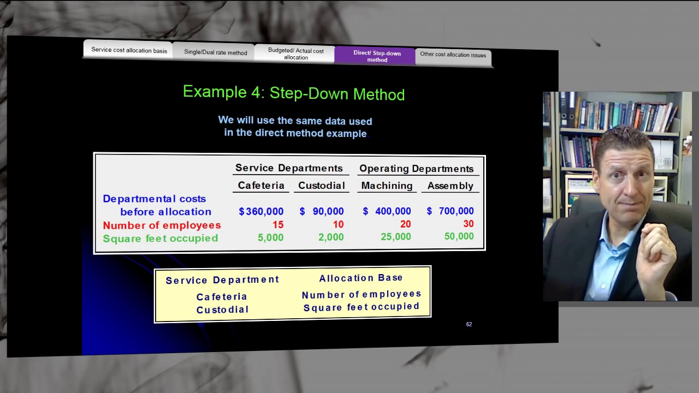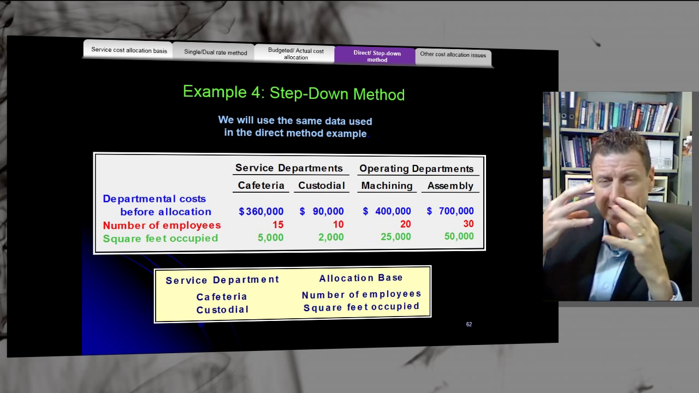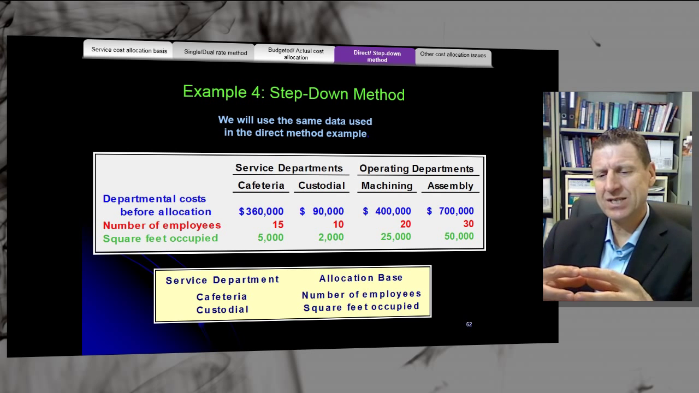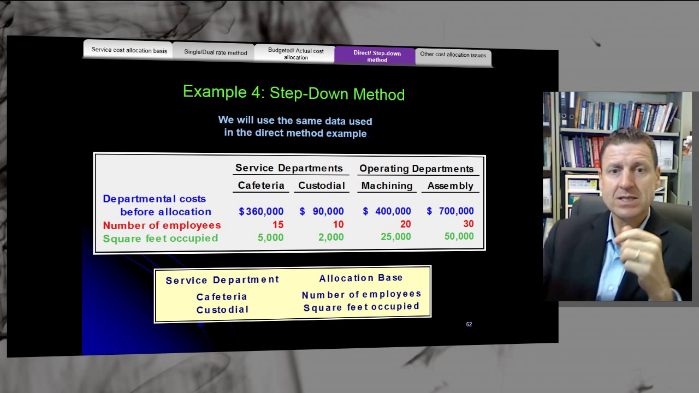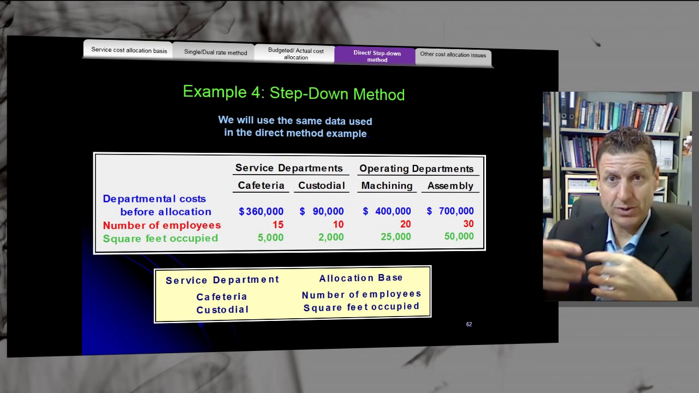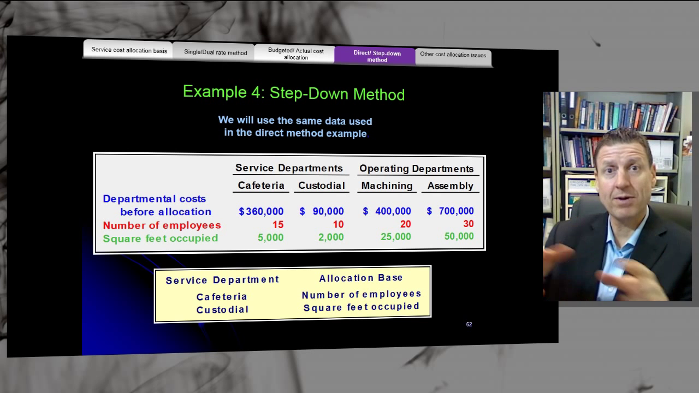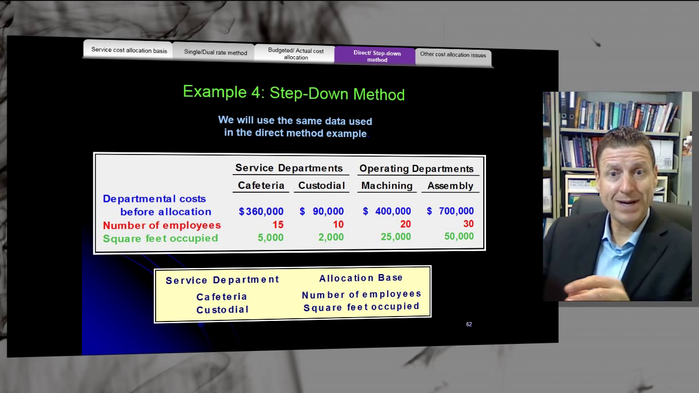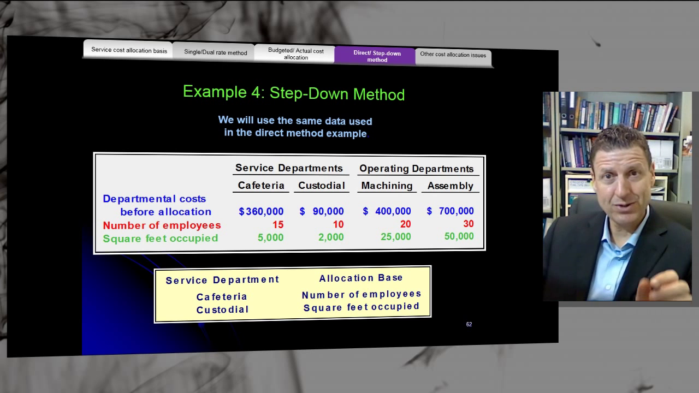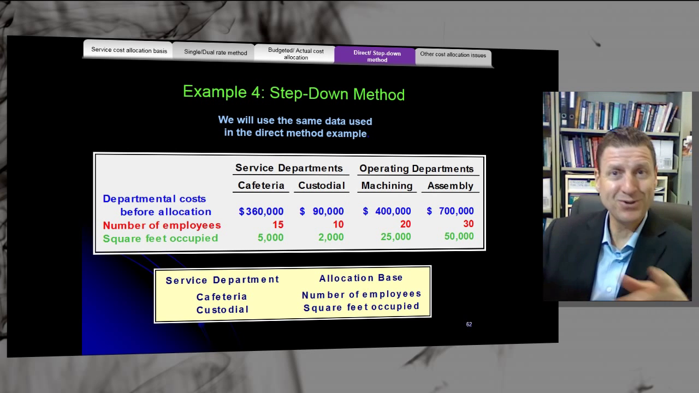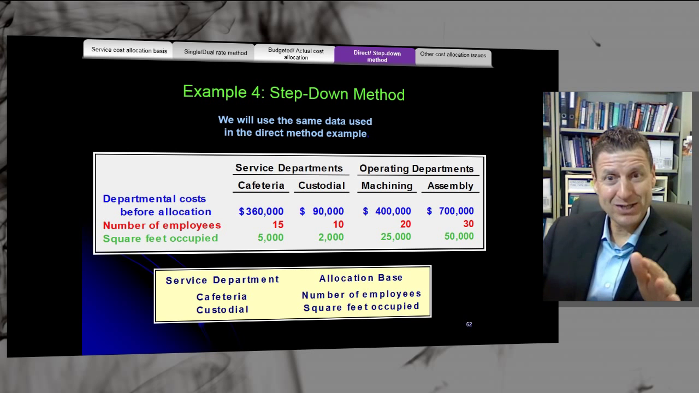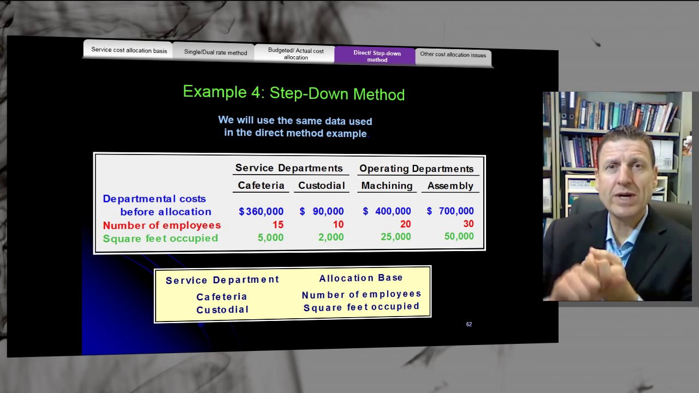Okay, what about the step down method? Now this requires a decision at the beginning. Remember, step one was just orientating yourself as to the basis for which resources are being used by the operating departments. So we agreed that the resources being used of the cafeteria will be the number of employees that are employed by the operating departments. The resources being used by custodial is likely to be the square feet space. You know that. All right, so just to remind you where we are in this question. But with the step down method, there's a part 2 that you need to answer before you do anything. That is, which goes first?